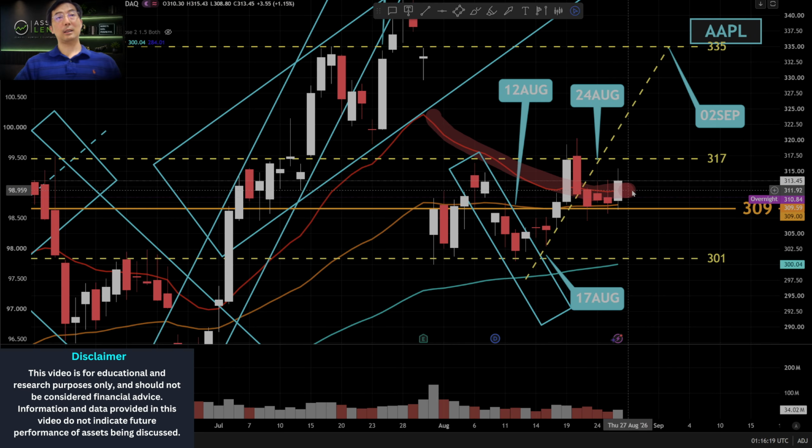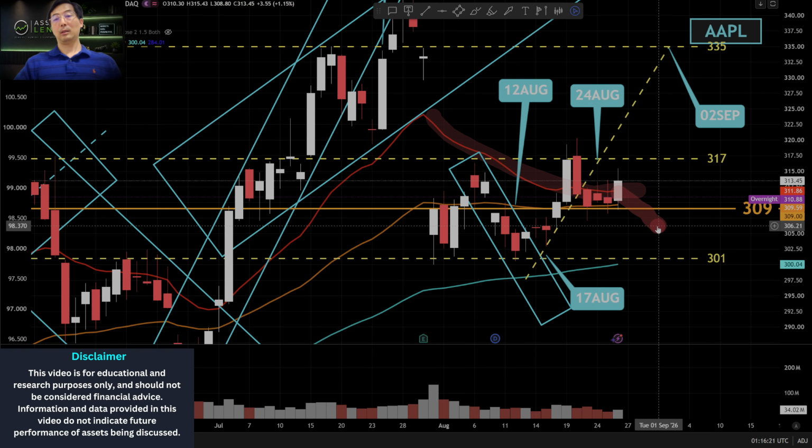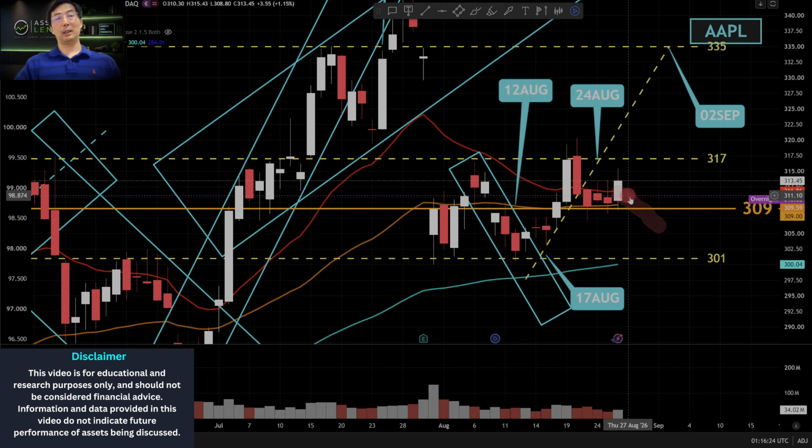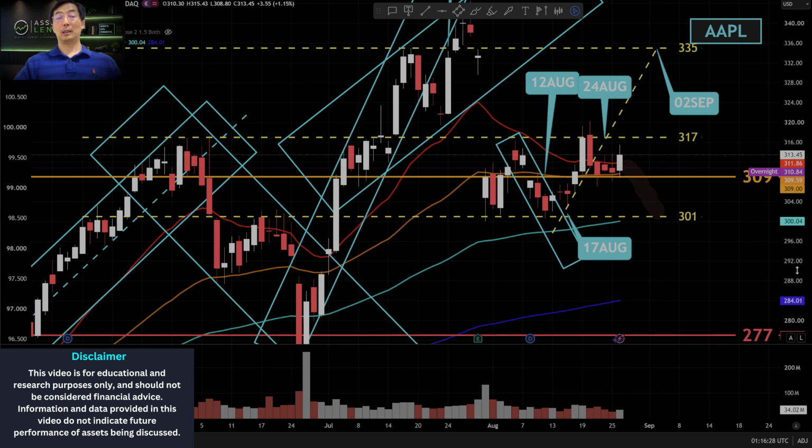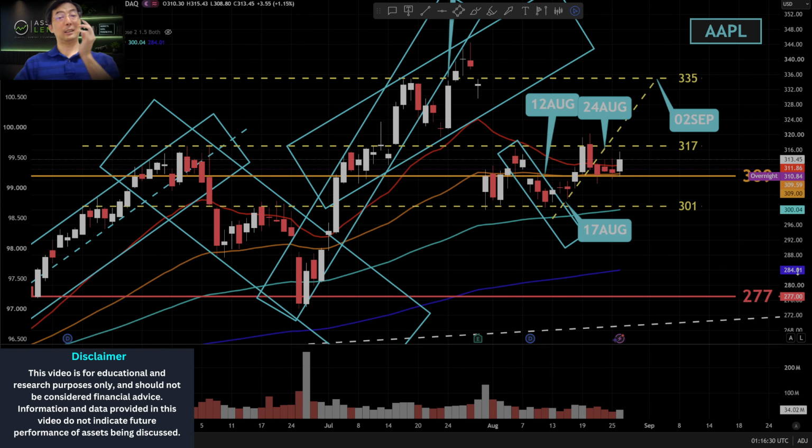And the 20 days may dip lower and cross the 50 if the price really comes back down to below the orange line. So let's observe closely, and let's get back to the session next week. See you.